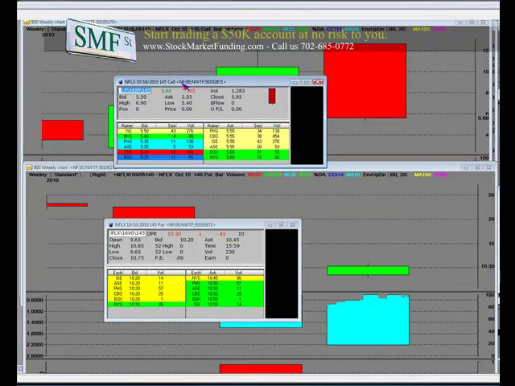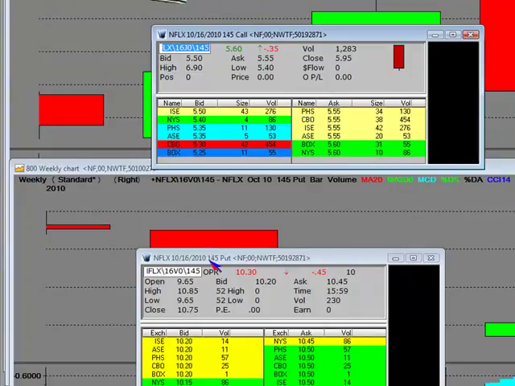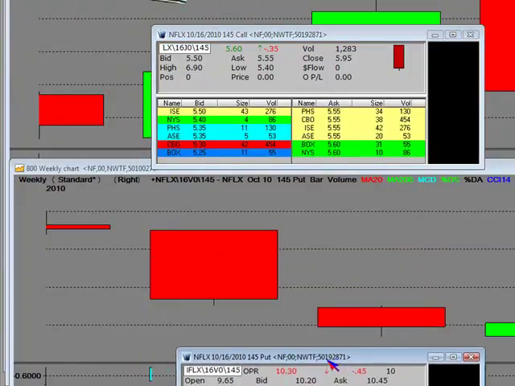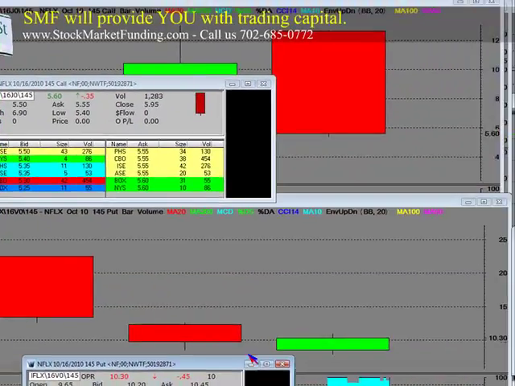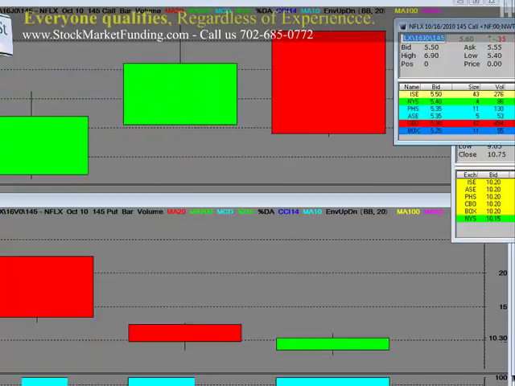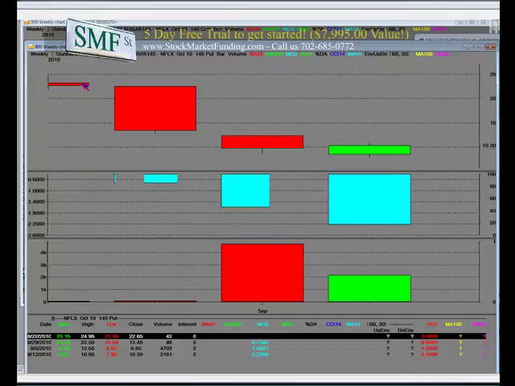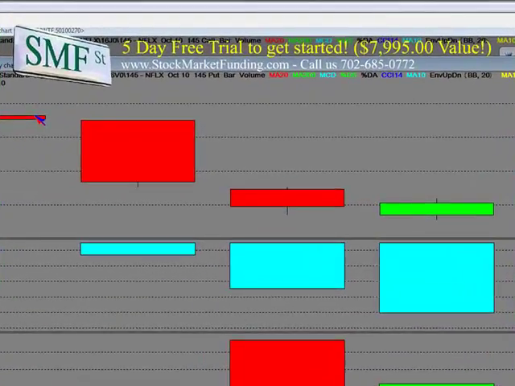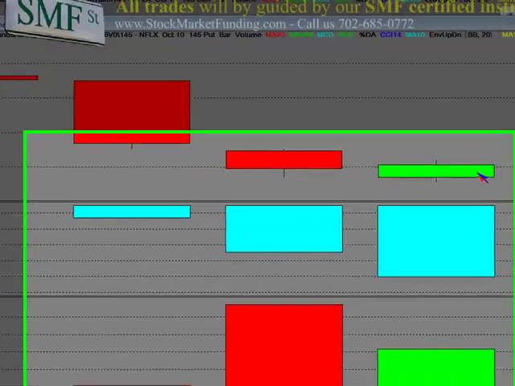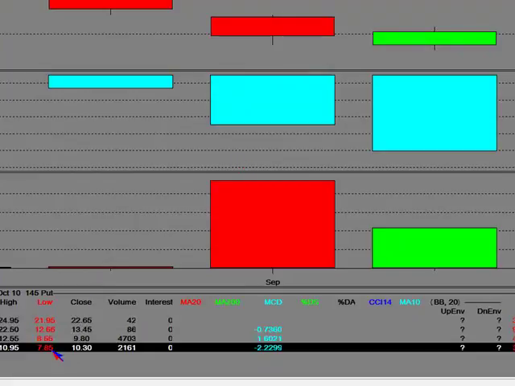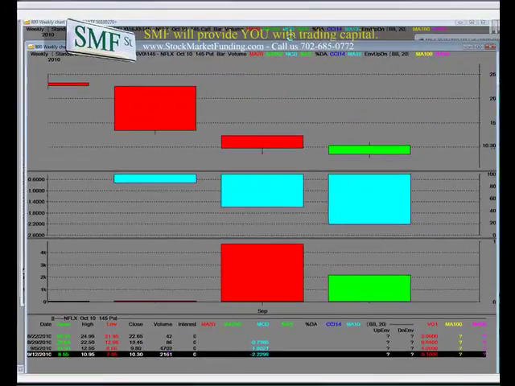So 145 call, I'm going to give you the analysis. I'm going to give you an analysis on the 145 put. You were, wow, look at the pricing structure here. MMTs, look at this one. Look at the highs over here 4 weeks ago. 24.95. Look at that low, it just so happens to be 7.85. Okay? That's what it is.